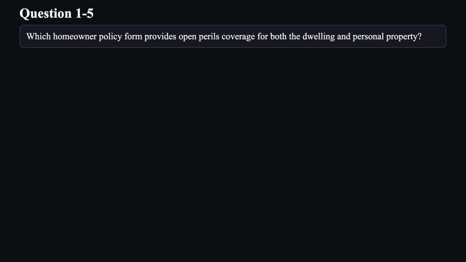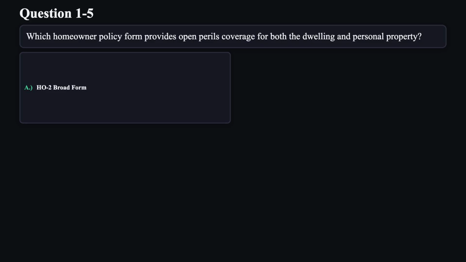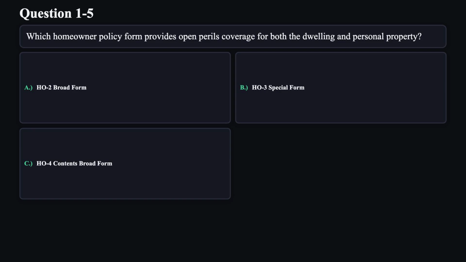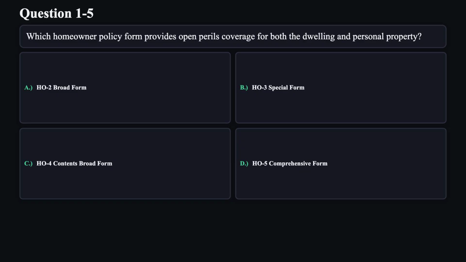Question 5. Which homeowner policy form provides open perils coverage for both the dwelling and personal property? A. HO2 broad form. B. HO3 special form. C. HO4 contents broad form. D. HO5 comprehensive form.